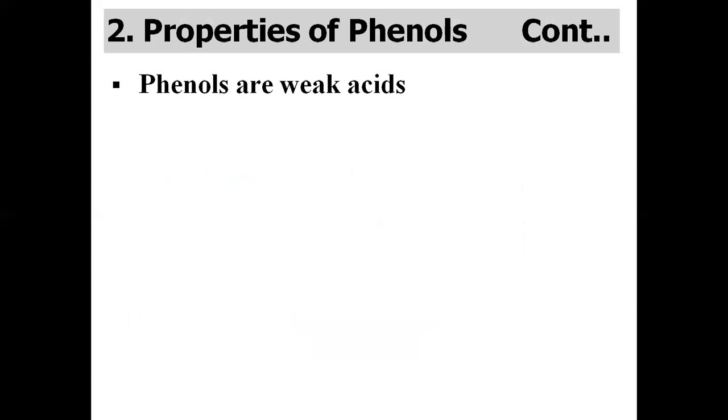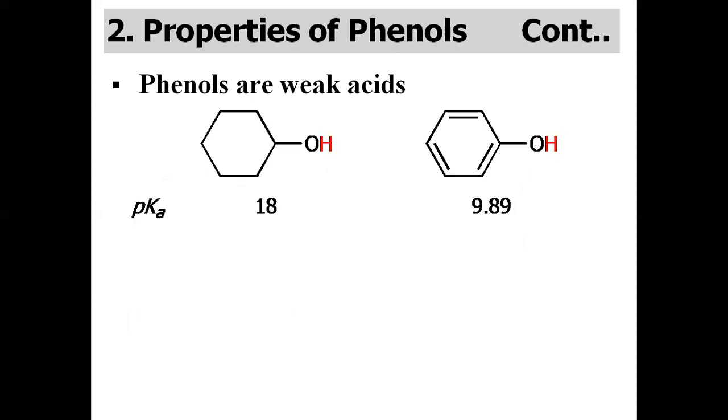Our next topic is properties of phenol. Phenol is considered a weak acid. If we compare phenol with an open or acyclic alcohol, like here we have cyclohexanol, see the pKa value of cyclohexanol, which is 18. Phenol's pKa value is 9.89. It shows that phenol is much more acidic as compared to cyclohexanol. And we know that the lower the pKa, the stronger the acidity is.